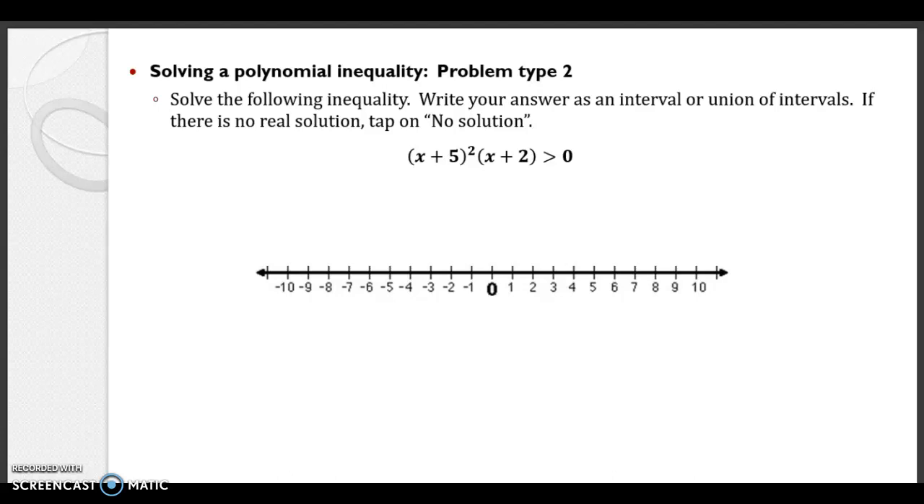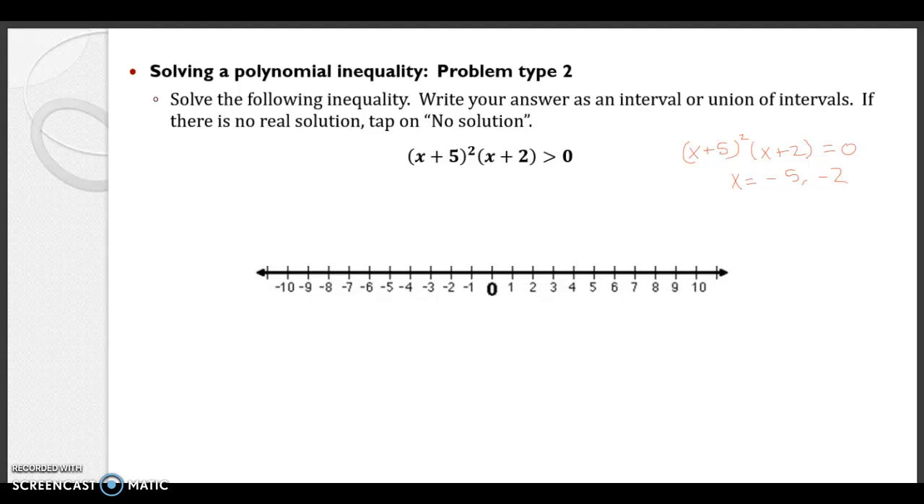But remember, we're going to check wherever my polynomial is equal to 0. And that happens where each of my factors is equal to 0, which is going to be at x equals -5 and -2. So those are like my critical points to check.